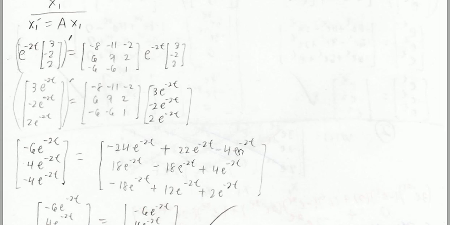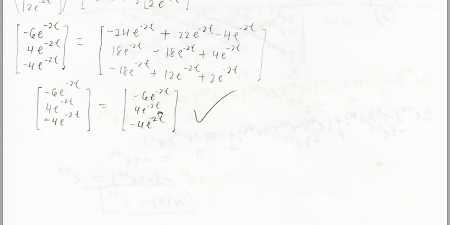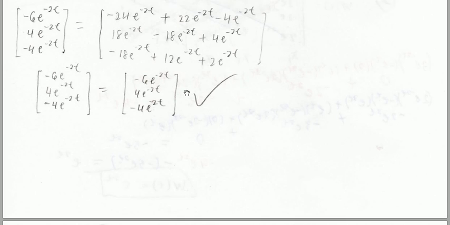Then you just add all these products up, and then you do that for the next row times this column, like we just did. Same thing right here. This one times this one, this one times this one, this one times this one. Add those all up, and then you can see that both matrices are equal to each other, so we verify that x1 is a solution to the system.